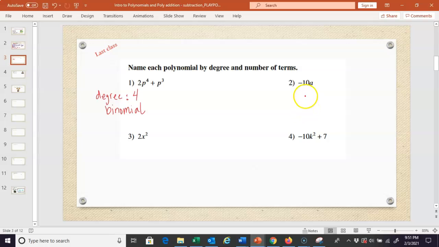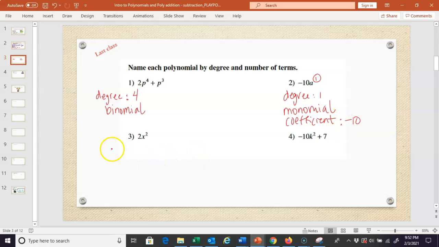All right, number 2, the degree is just 1. This variable here just has a power of 1. And this is a special polynomial. It's a monomial. Remember, monomials have only one term. And we can just add in here. I didn't ask for this, but what is the coefficient of that? The coefficient is -10. Don't forget to take the sign with the number.